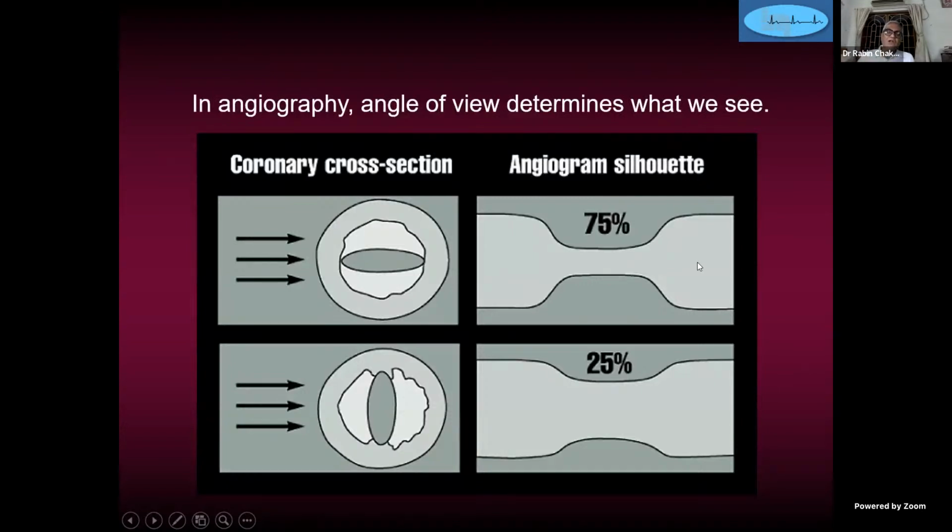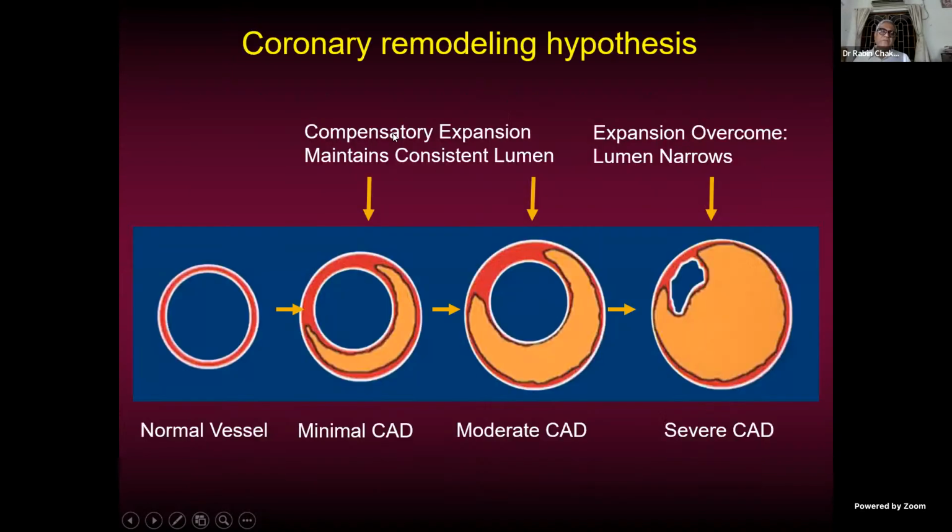In angiogram, angle of view determines what you see. Whatever is your angle by the CR, that will tell you where is the lesion. But IVUS actually gives you much better. So angiogram silhouette is 75%, 25%. It may vary from coronary cross-section to angiogram. So cross-section says 25%, that makes sense. So there's a lot of variation. Angle of view determines what you see.